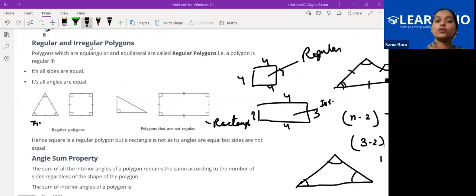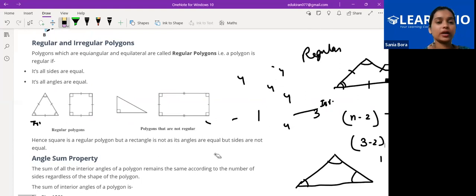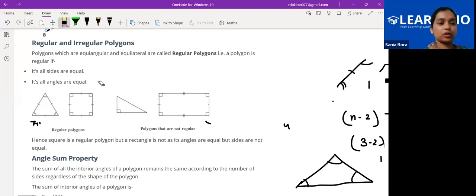Okay, so now regular and irregular polygons. This is also very important, students, because these terms are very important in quadrilaterals. If I say this is a convex polygon and you don't know the definition, then it is very difficult. So what are regular and irregular polygons? Polygons which are equiangular and equilateral are called regular polygons. Equi means equal, and angular means angle. A polygon is regular if all the sides are equal and all the angles are equal.